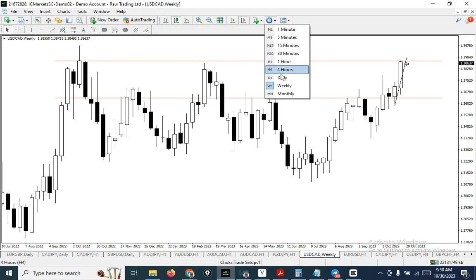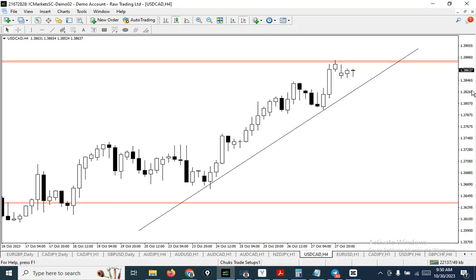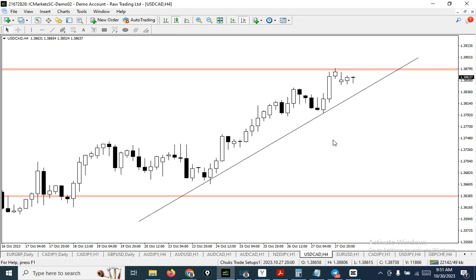So let's come back to the 4 hour time frame. All right, so this is what this market is doing at the moment. So we want to look for an opportunity to buy this market. The strategy is that if the market breaks this level, comes back to retest it, we look for a buy. So let's introduce a moving average.